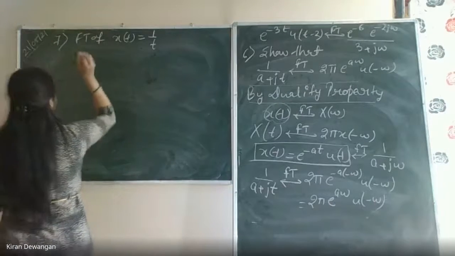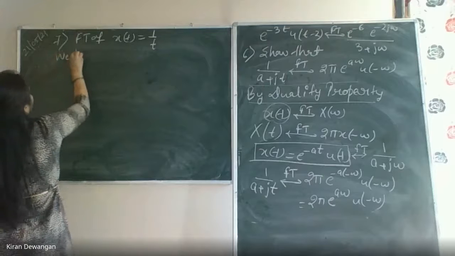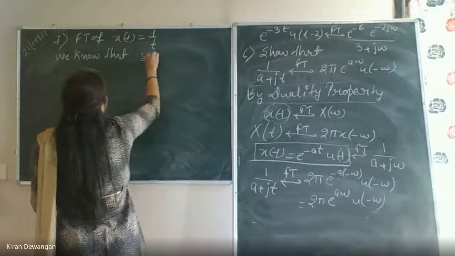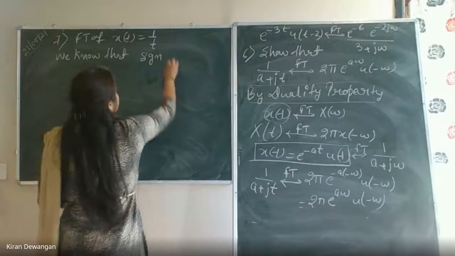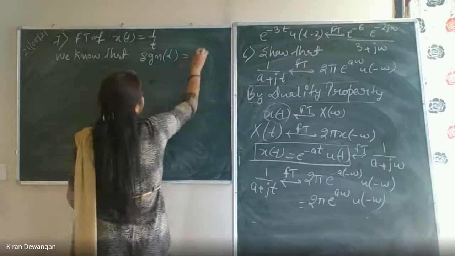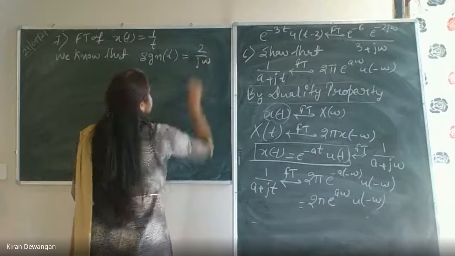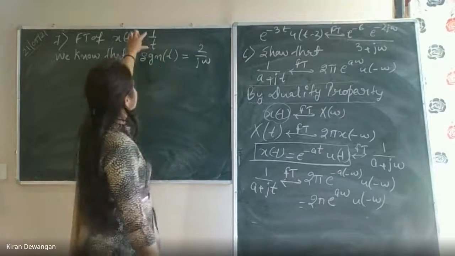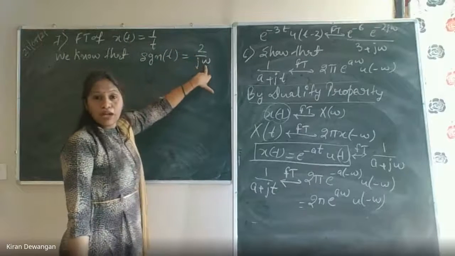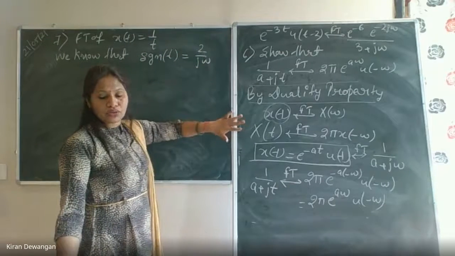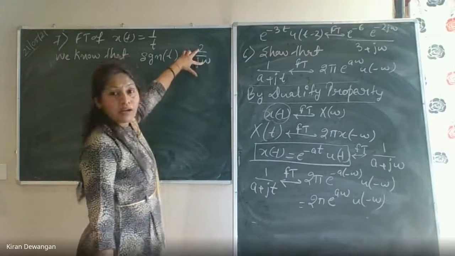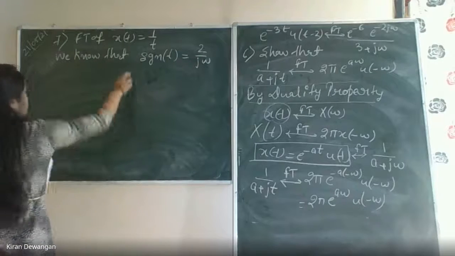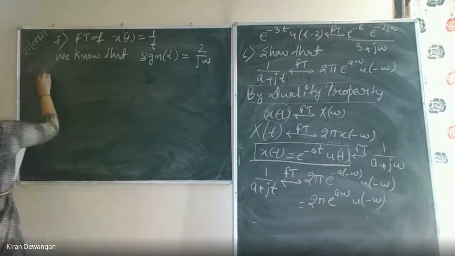Similarly, if we take signum t, we have already found the signum function. Its Fourier transform is 2 by j omega. Now why have we taken this one? Because it is 1 by t. Here we are getting a 1 by omega form, so we can use duality here. Since we are getting a 1 by omega form, that is why we can make use of the duality property.